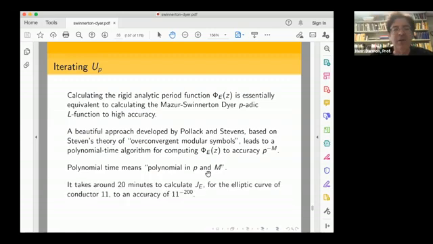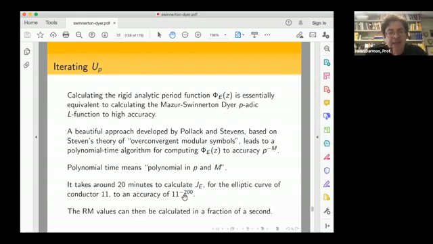So for example, it took us about 20 minutes with a not super optimized algorithm to calculate the rigid analytic period function attached to the elliptic curve of conductor 11 to an accuracy of 11-adic digits. And then once we have that object, which we store in the computer once and for all, and doesn't take much space, so it can be stored on a floppy disk, if I want to date myself, we can calculate the RM values for arbitrary discriminants in a fraction of a second.